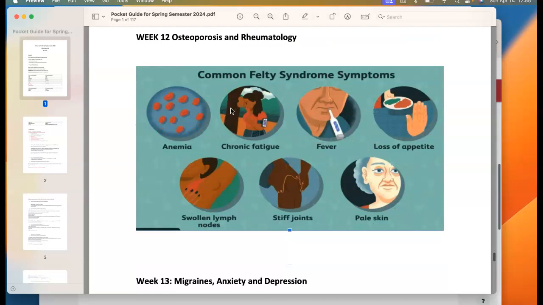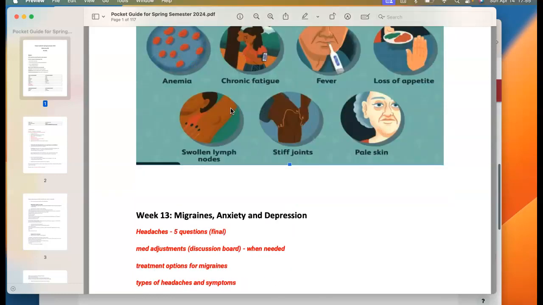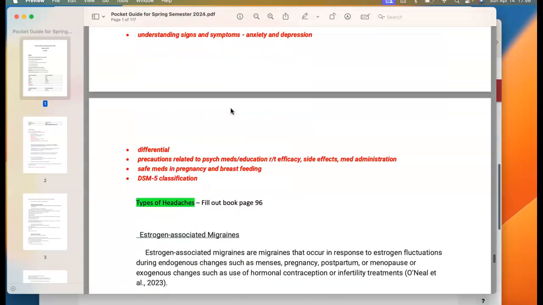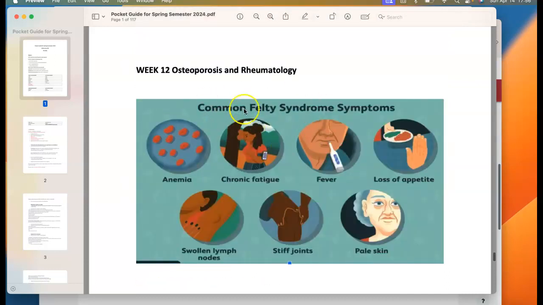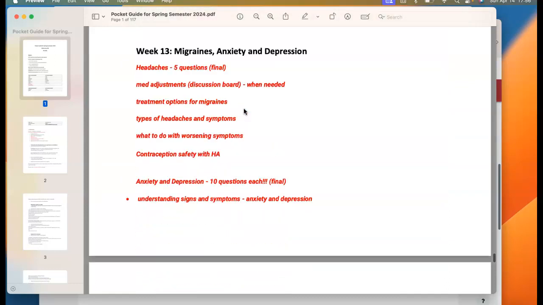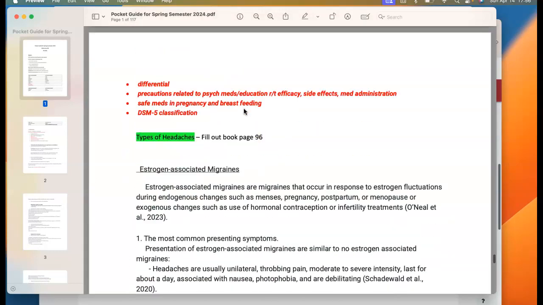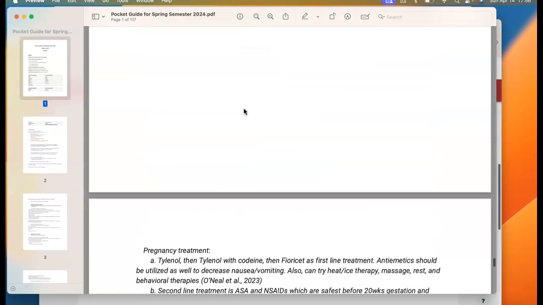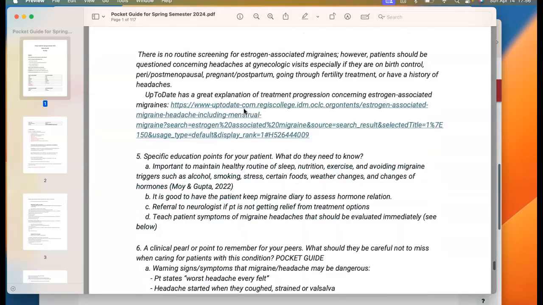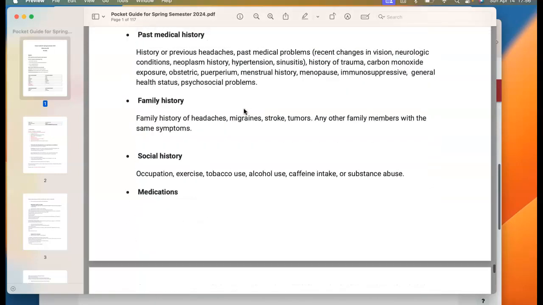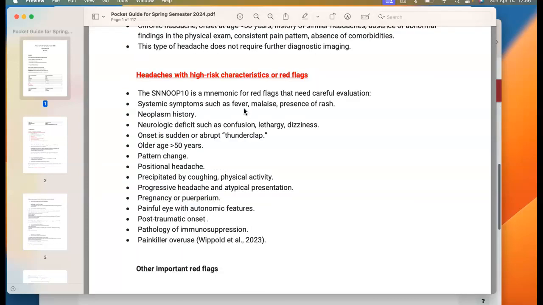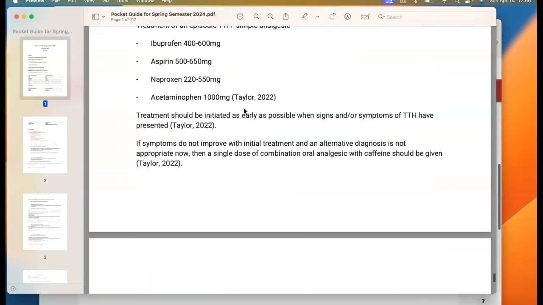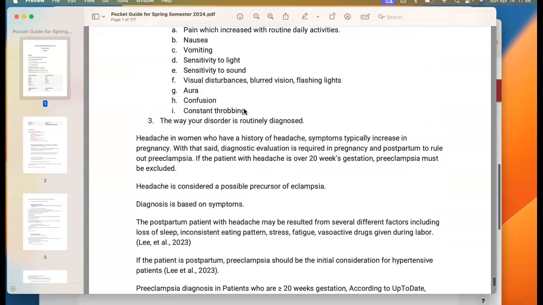And then week 12, I included osteoporosis and rheumatology, and then just a little snippet here for the syndromes, and then migraines, types of migraines that are going to be important to have in clinical evaluation. And the acronym SNOOP10 I included here, as well as red flags for migraines. Clinical pearls for migraines.